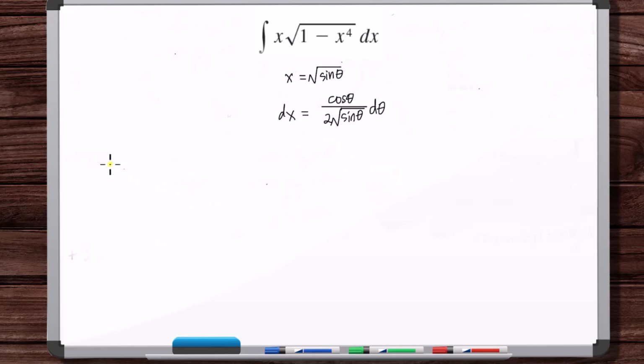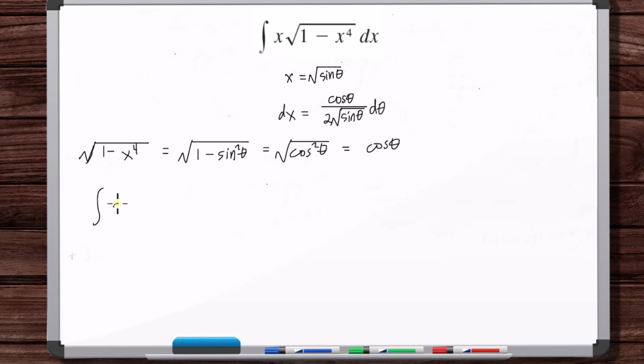Okay, and so the whole purpose of the trig substitution is it's going to simplify this. So 1 minus, and this is going to be the square root of sine theta to the fourth, is sine squared theta. 1 minus sine squared theta is cosine squared theta. There we go. Okay, so now we can make the substitution.